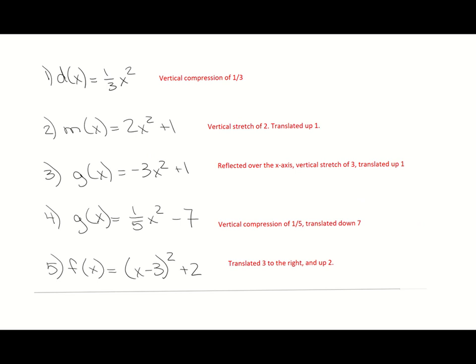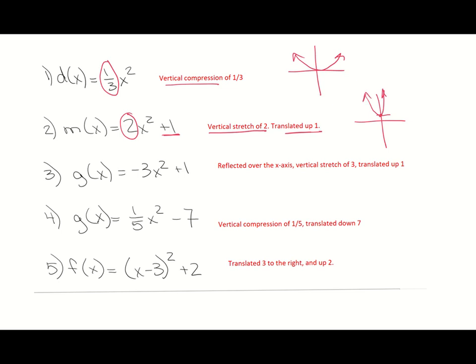All right, number 1 says d of x equals 1/3 x squared. Because 1/3 is less than 1, it's going to show vertical compression, which means that this graph is going to look wider than the normal parent graph. Number 2 says m of x equals 2x squared plus 1. The 2 is greater than 1, so that means it's going to be vertically stretched. And the plus 1 all by itself means it's going to be translated up 1. So I'm going to go up 1, and this graph is going to be more narrow.